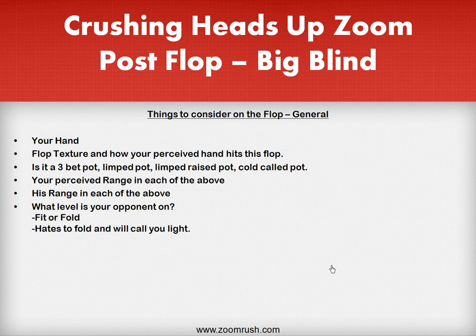And now the big blind, there's some general things that you need to consider. Again, there's a lot of things to consider. This is just a suggestion of what you should be thinking about. Your hand, the flop texture, and how your perceived hand hits this flop. Meaning, you know, you raise, you 3-bet, your range is perceived as strong. Let's say ace X, and flop comes ace 3, 2. I'd be c-betting that flop all day. Your opponent perceives your range as a good part of it as ace high.